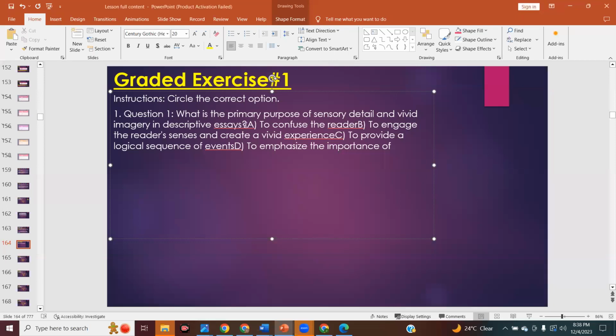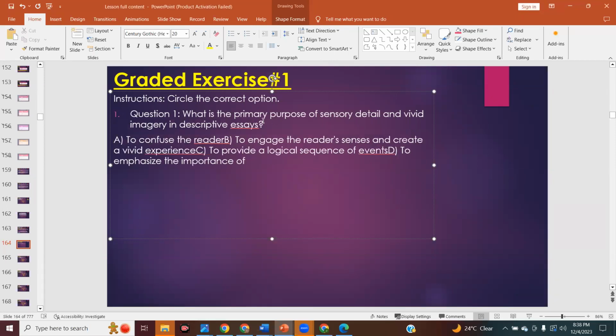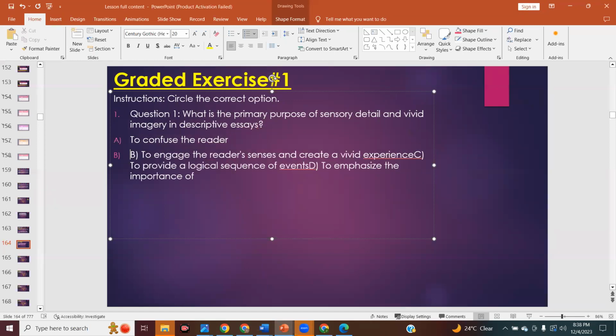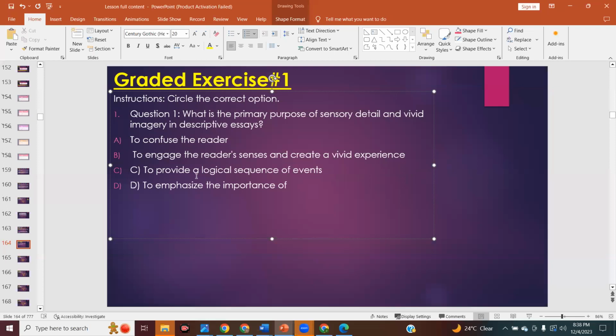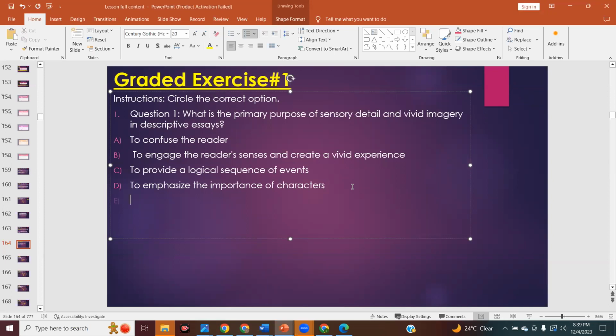The first one says, what's the primary purpose of sensory details? Is it A, to confuse the reader, B, to engage the reader's senses and create a vivid experience, C, to provide a logical sequence of details, or D, to emphasize the importance of the characters? That's question one: what's the purpose of sensory detail and imagery in descriptive writing? Please write the question as well as the options.